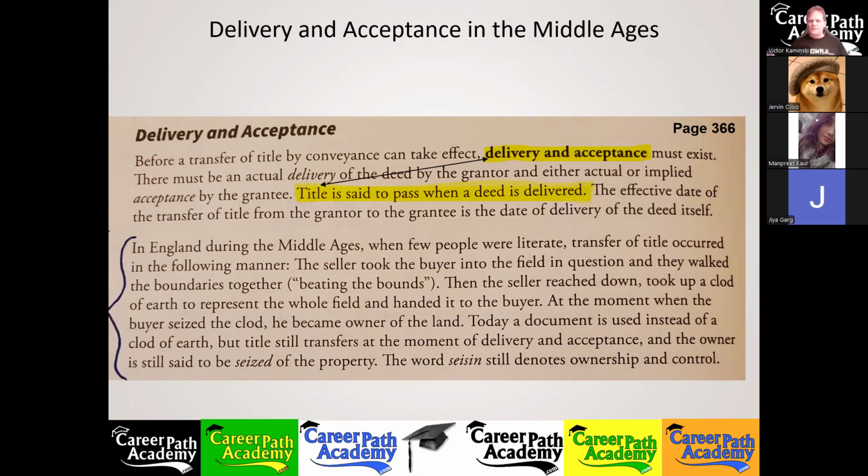Now, what do you suppose happens when people don't know how to read or write? How did we transfer the ownership of real estate in the Middle Ages? Well, there's a little story here that talks about when people were illiterate, they didn't know how to read or write. And this happens also when you have kings and queens and emperors. The way to stay in power is to keep people dumbed down.